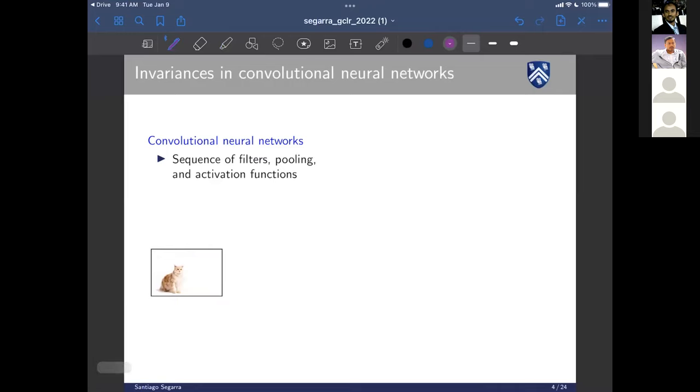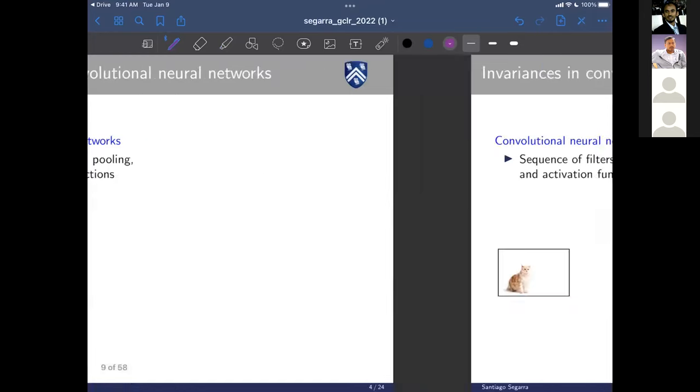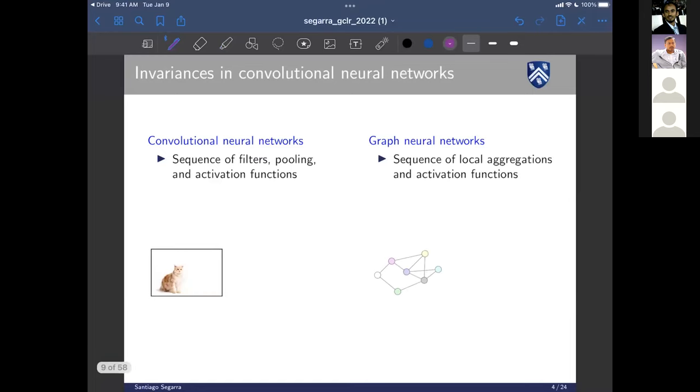So a lot of today's talk will hinge upon the idea of invariances. Let me also build that picture a little bit. How can we think of graph neural networks? Let's think about classical CNNs, used a lot in computer vision, and build on top of that. There, we have a sequence of filters, pooling operations, and activation functions. In graph neural networks, we have a sequence of filters or local aggregations in the graph, potentially pooling or not, let's say not, and activation functions.